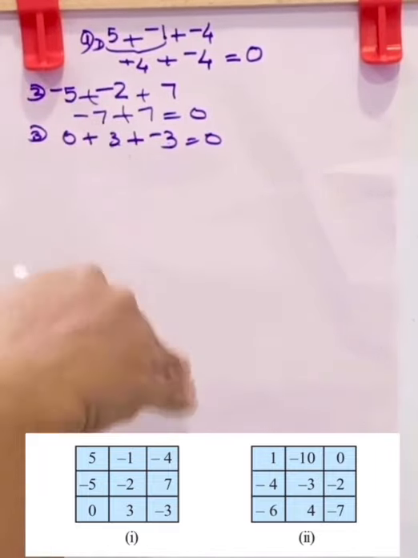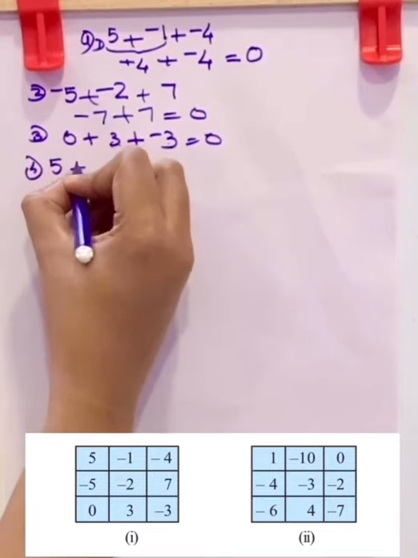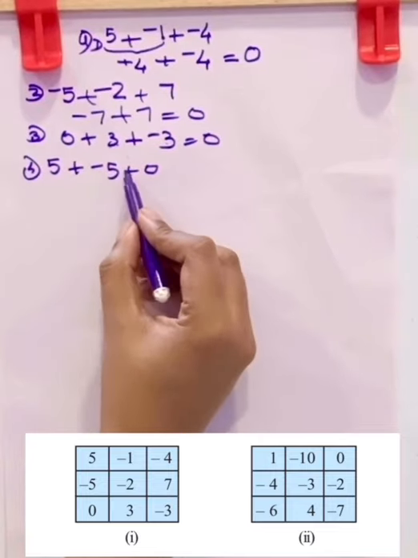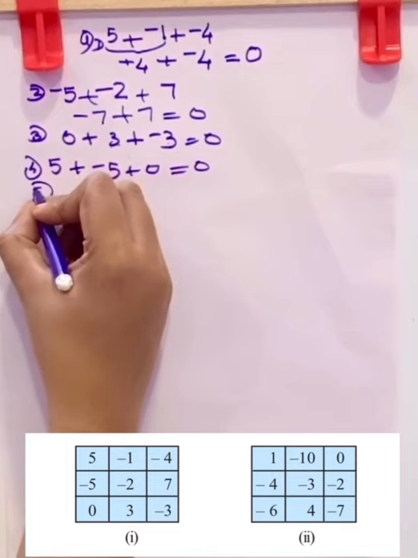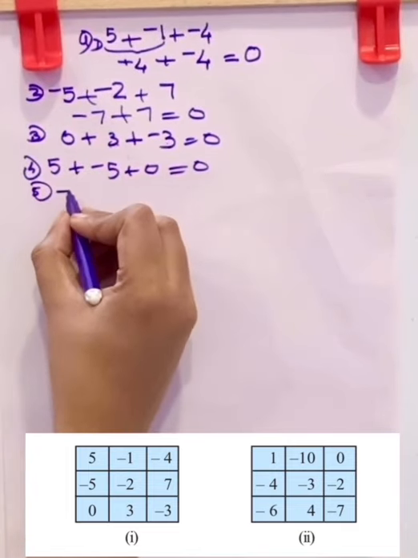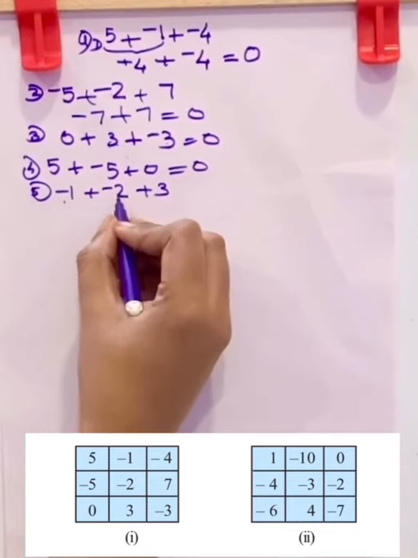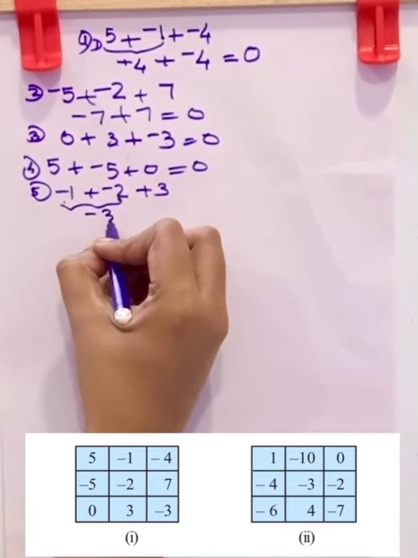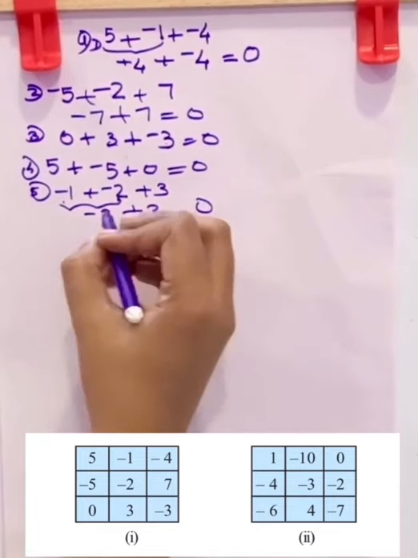Now, in column way, we have numbers 5 plus minus 5 plus 0. Again, 5 plus minus 5 is 0. 0 plus 0, 0. Now, next column, minus 1 plus minus 2 plus 3. Minus 1 plus minus 2 is minus 3. This is minus 3 plus 3 is equal to 0. These are additive inverse.